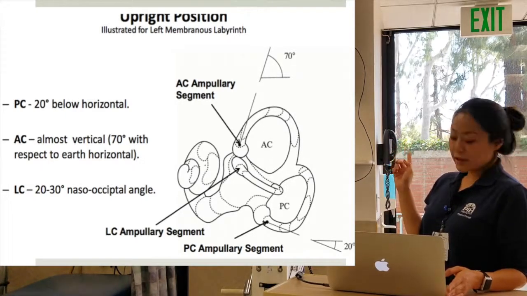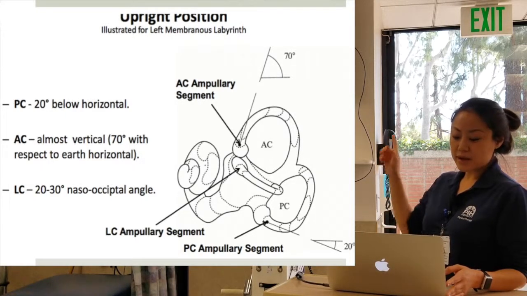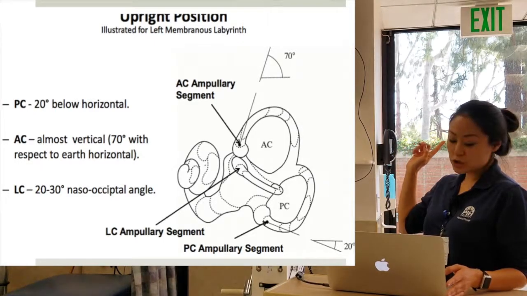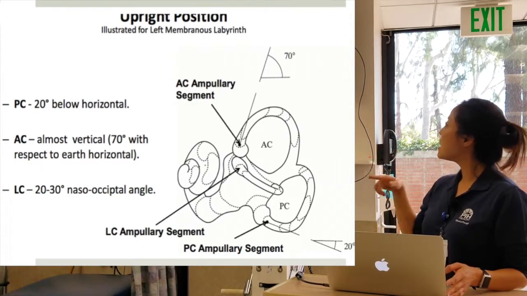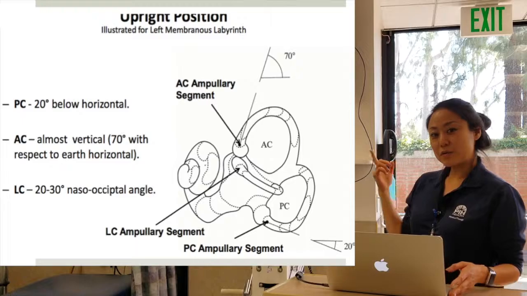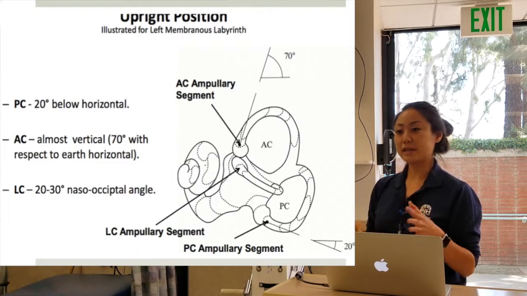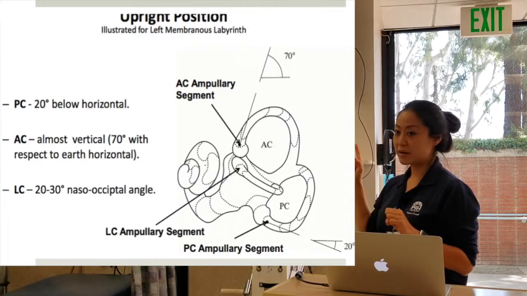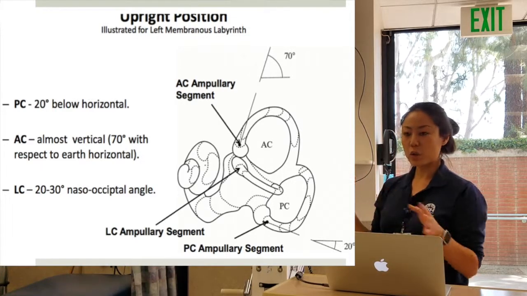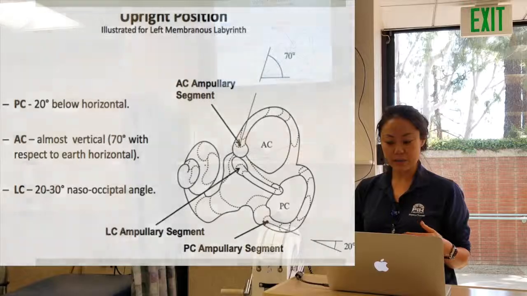The lateral canals are opposite. For lateral canals, deflection of the cupula towards the ampulla excites and away inhibits. This is the one to remember because it gets really complicated when you're testing for horizontal canal. So just remember that one. For horizontal canal, towards excites, away inhibits.